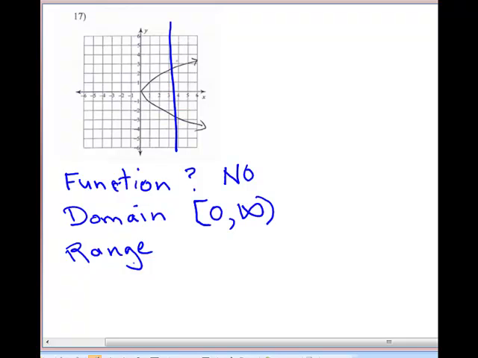For the range, this is the up and down movement on the y. You have arrows, so as you go out farther to the right, it's going to continue down. Also, it's going to continue up. So there is no restriction on the range. It is going from negative infinity to positive infinity.